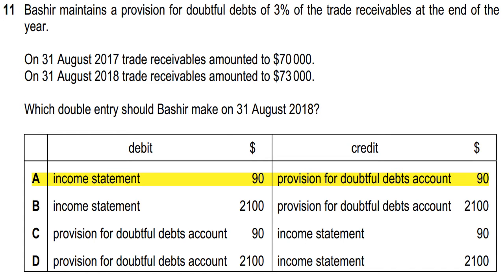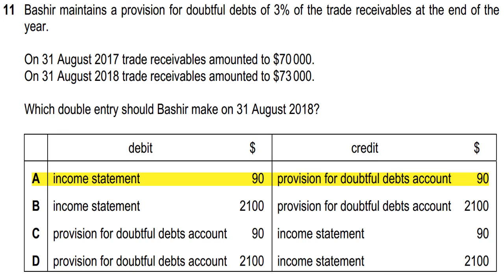And Bashir maintains a provision for doubtful debts of 3% of the trade receivables at the end of the year. On 31st August 2017, trade receivables amounted to $70,000. On 31st August 2018, trade receivables amounted to $73,000. Which double entry should Bashir make on 31st August 2018? Option A will be correct: income statement 90, provision for doubtful debts account 90.